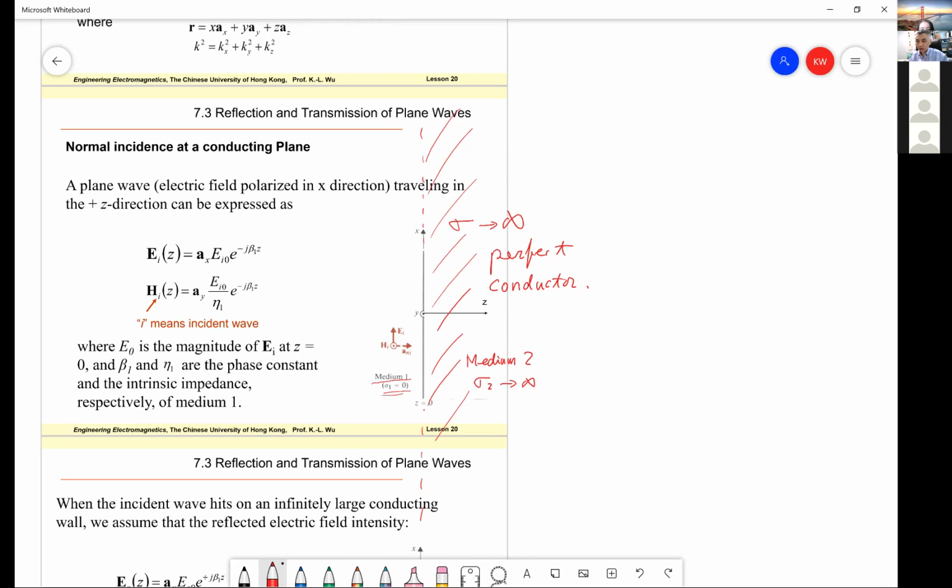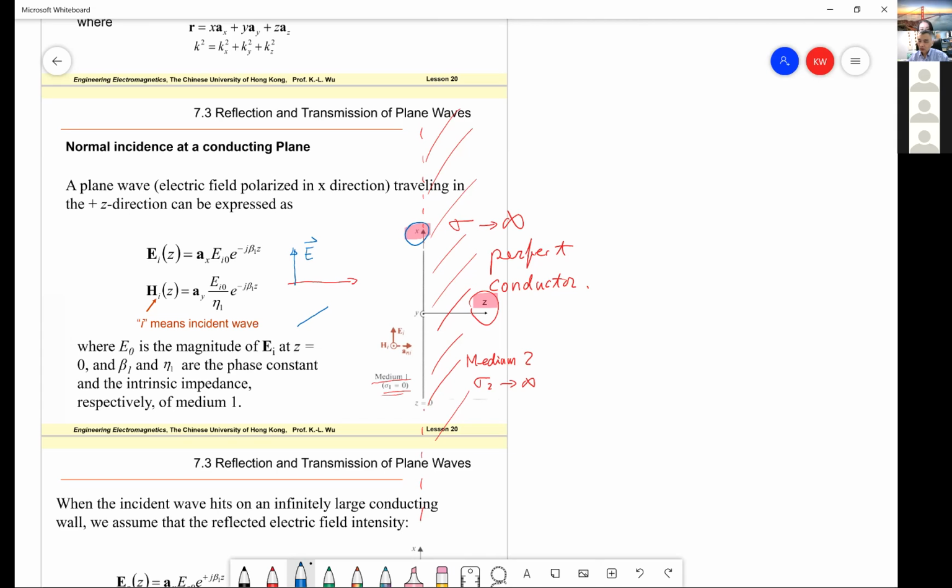Now, what we are going to do is we have a plane wave propagating in that direction. This is x. I assume the electrical field is polarized in the x direction. I can polarize in any direction, but here I treat the wave this way.